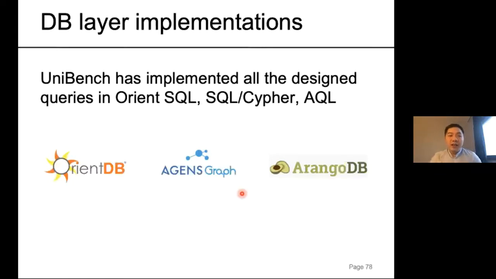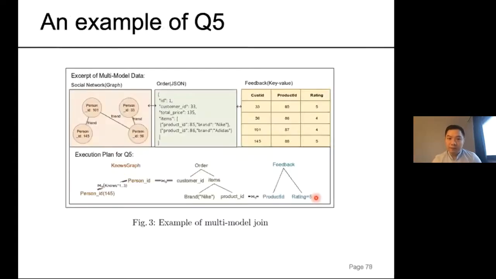So for the DB layer implementations, now UniBench has implemented all the designed queries in OrientSQL, SQL Cypher, and AQL for the OrientDB, AgensGraph, and the ArangoDB respectively. So we use again an example of Q5 to illustrate the implementation of the query language.